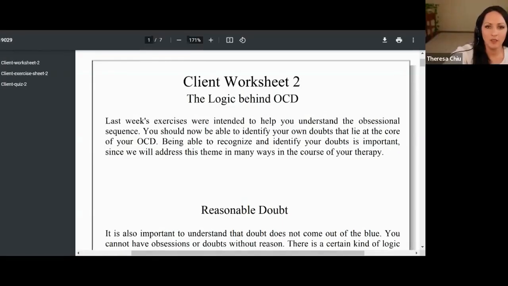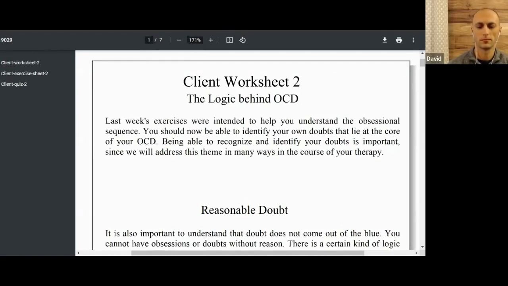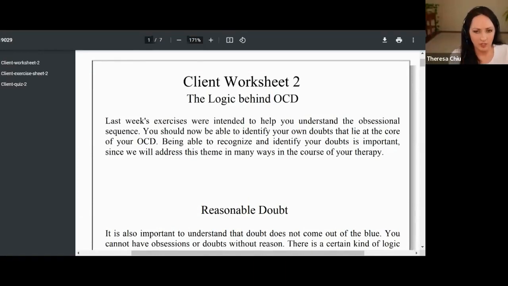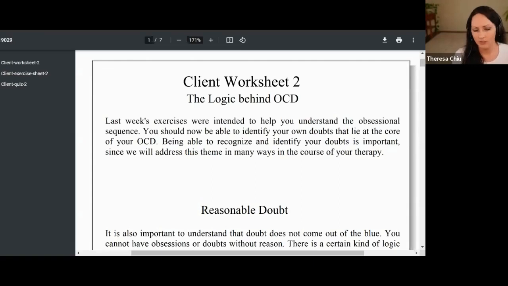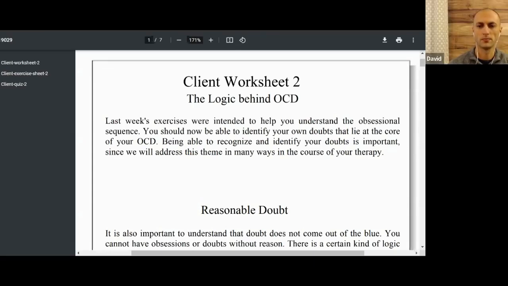Can you see my screen sharing client worksheet 2? Yeah. All right, great. Today we're going to talk about the logic behind OCD. If you've listened to podcasts or read blogs about OCD, which we talked a little about in the free consult, you may have come across a lot of people saying there's no logic to OCD. If you try to figure it out, the hole gets deeper and deeper. You hear that a lot.